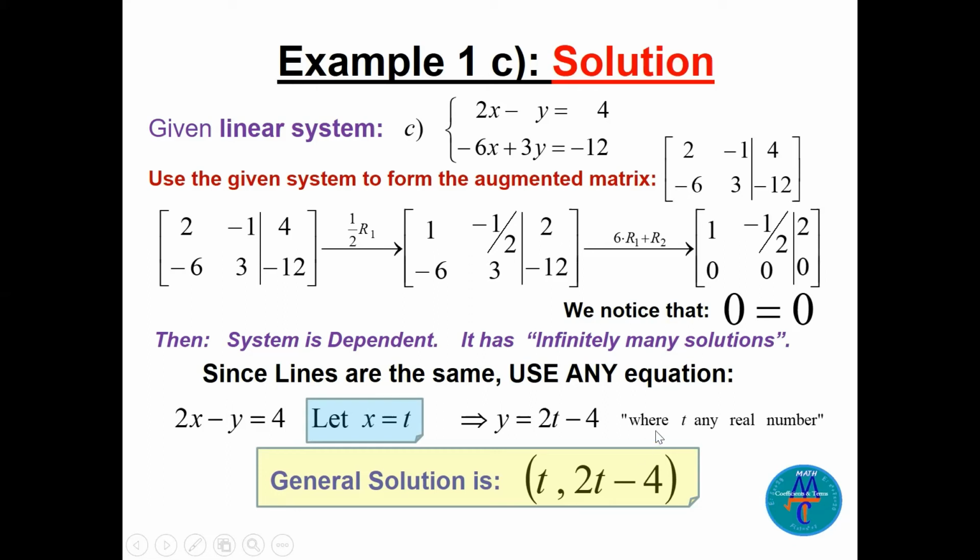So that's why when we have 0 is equal to 0, that means the system has infinitely many solutions. So the solution will be general, not one point. This is infinitely many solutions. So you can say x equal t and solve it, or you can say let y equals t and solve it. We will see more and more examples.